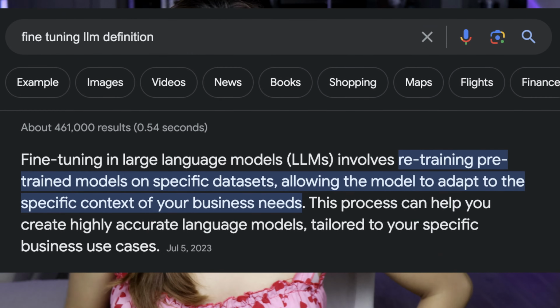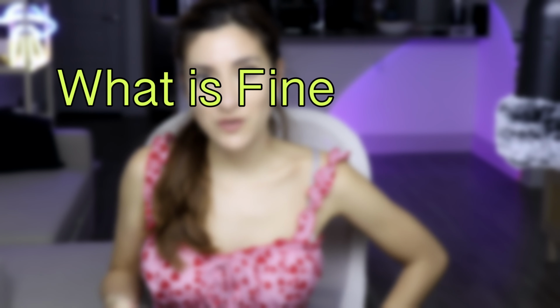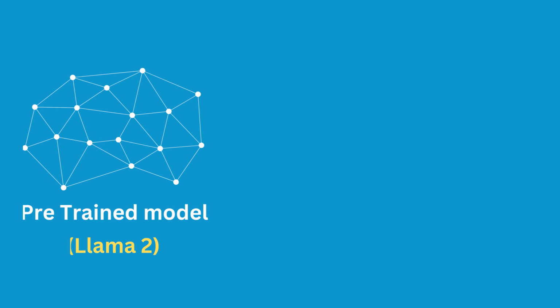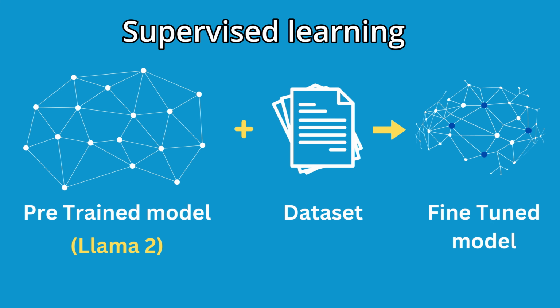This one thing that unlocks the hidden potential of these LLMs, this one thing that makes LLMs much smarter, is called fine-tuning. So what is fine-tuning and why should you care? Fine-tuning a model refers to a process of adapting a pre-trained foundational model such as ChatGPT-4 or Llama to perform a new task or improve its performance on a specific dataset that you choose. The process typically involves supervised learning, and I'll explain what that means soon.